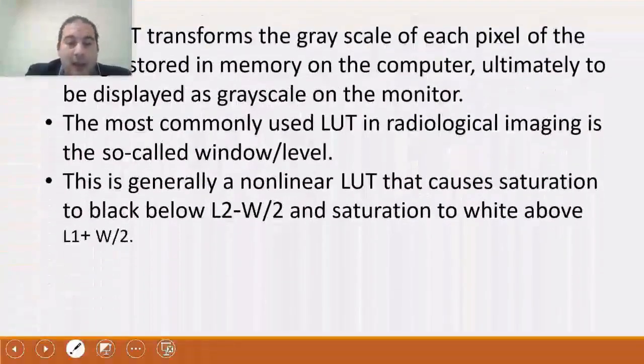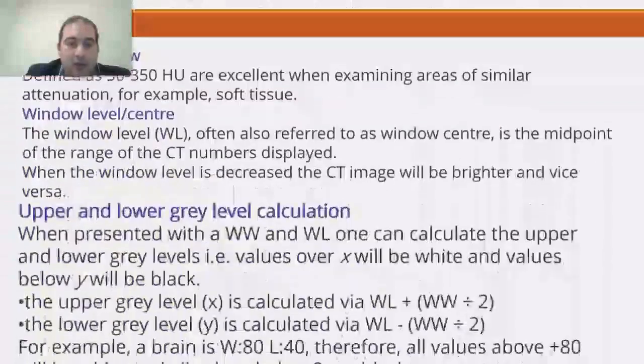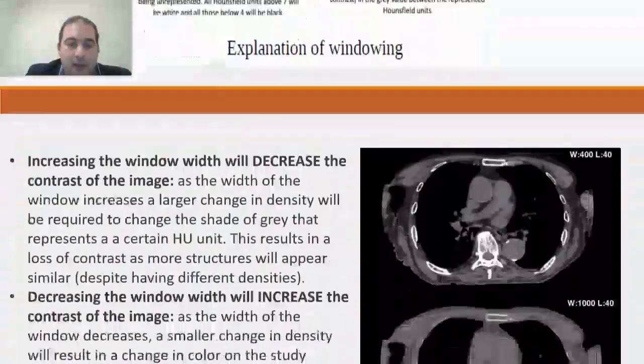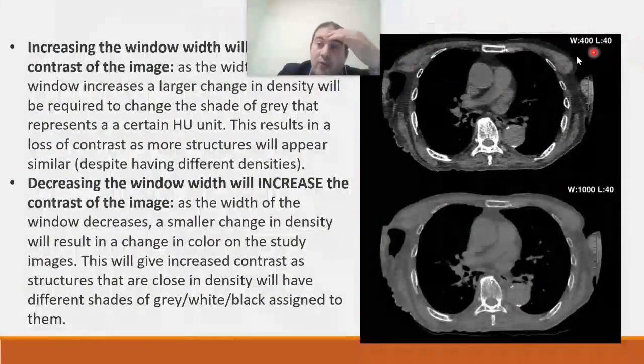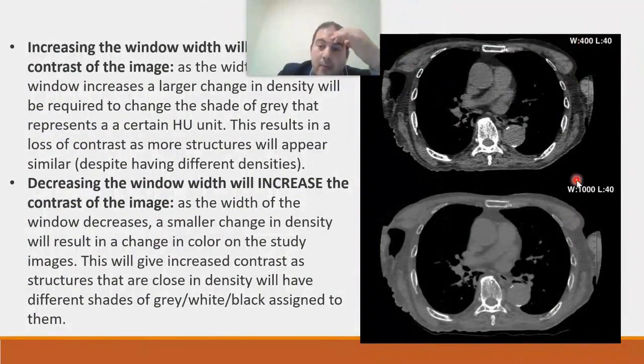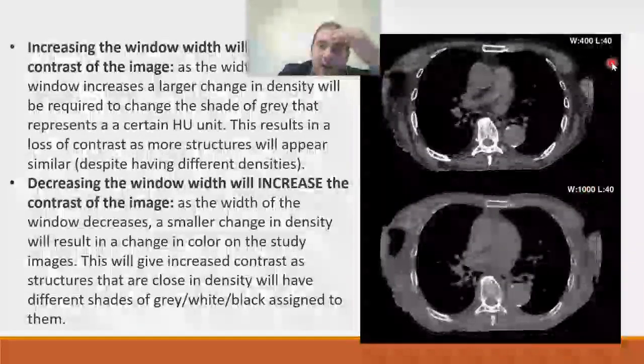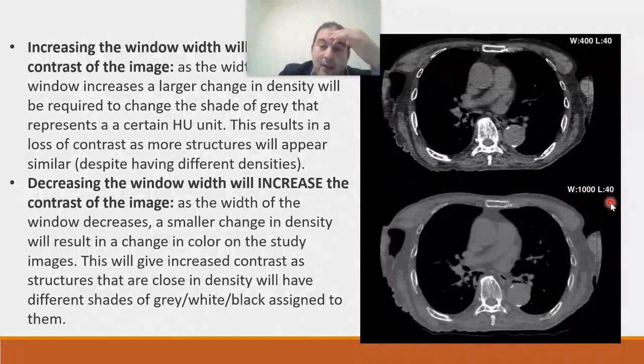For example, here the window width is 400 and here the window width is 1000, and here the level is 40 and here the level is 40. So what happened?